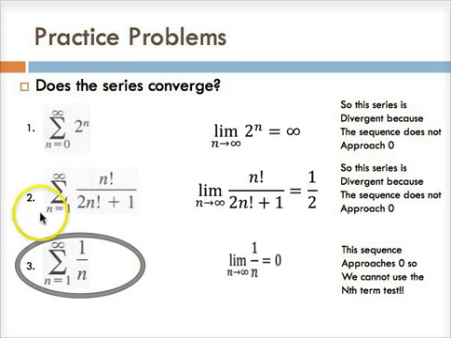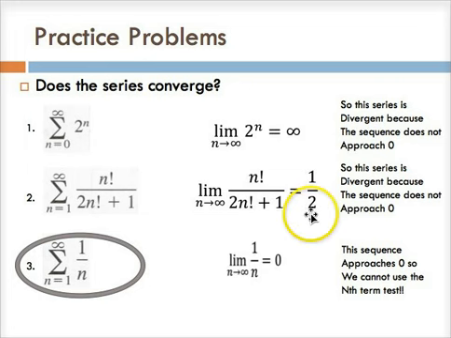A second example, here is a series, n factorial divided by 2n factorial plus 1. So we'll look at the sequence. We'll take a limit as n approaches infinity, and then we'll use the end behavior of this sequence. The top we'll use just as n factorial. The bottom we'll just look at 2n factorial. If we reduce that, we get 1/2.